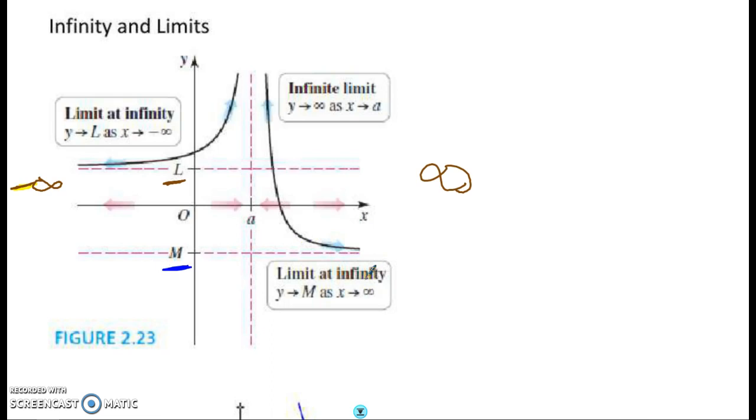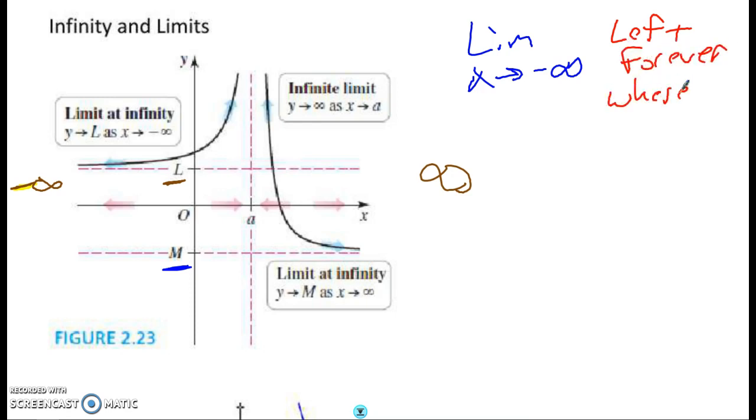Okay. So this is a concept for limits. A limit as x approaches negative infinity means: what's happening as you go to the left forever? Where is it going? That's the question. And obviously if you're approaching positive infinity, then it's what's happening if you went right forever? What y value are you approaching?